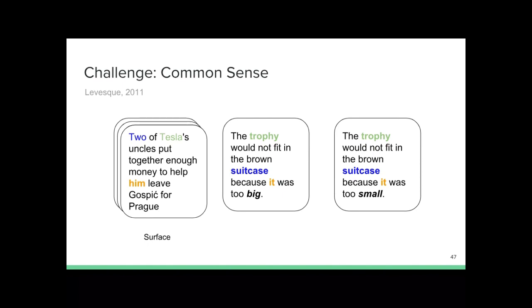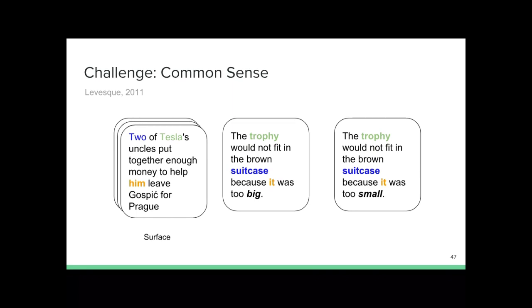The trophy would not fit in the brown suitcase because it was too big, and the trophy would not fit into the brown suitcase because it was too small. In both cases, it actually means different things, and the only way for you to know this is to know that suitcases are usually things you put things into. In the first case, it's the trophy that has to be too big, whereas here it's the suitcase that is too small. So you need to understand things about the world in order to get this right.